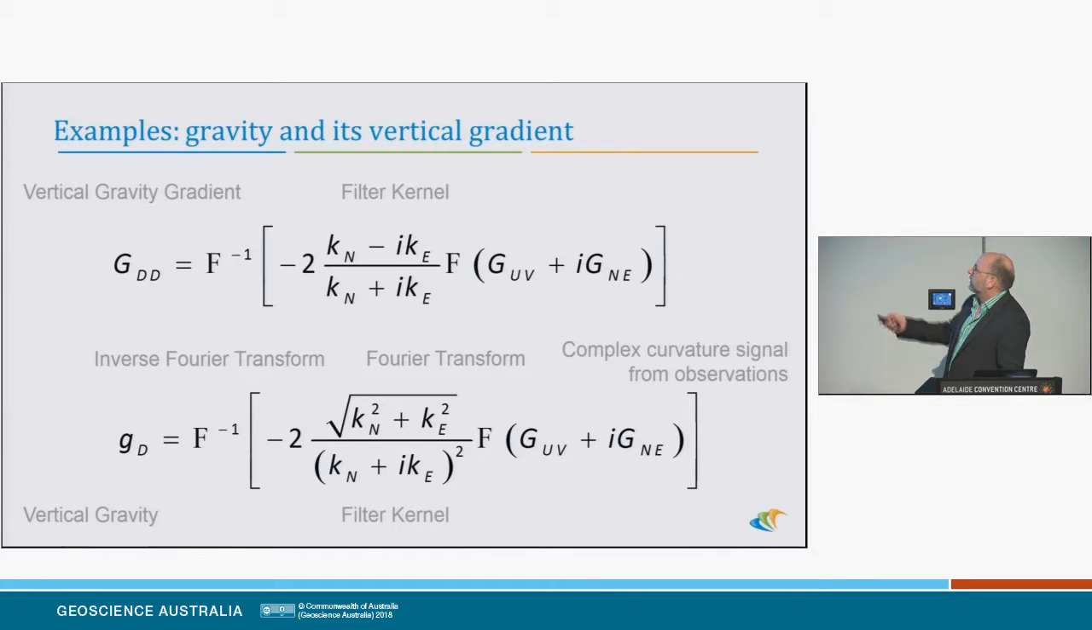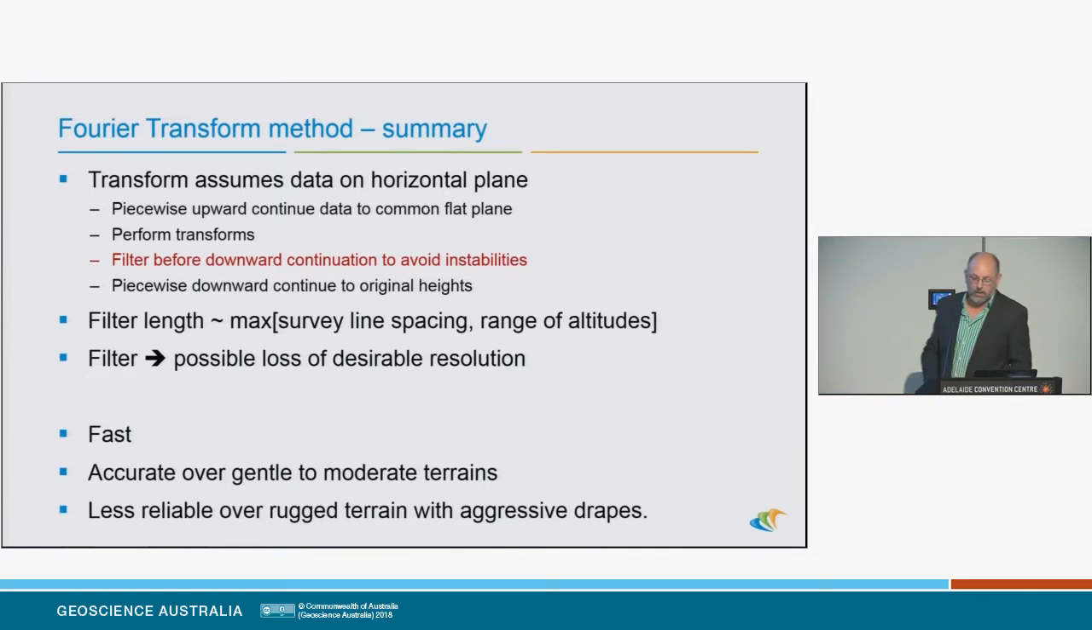So just as an example, here's the vertical gravity gradient, and it's the inverse Fourier transform of this kernel multiplied by the Fourier transform of this complex measured function. And similarly for the gravity, inverse Fourier transform, this particular component from the filter kernel multiplied by the same Fourier transform of the complex measured function. So that's the key step, I suppose, of the Fourier transform method.